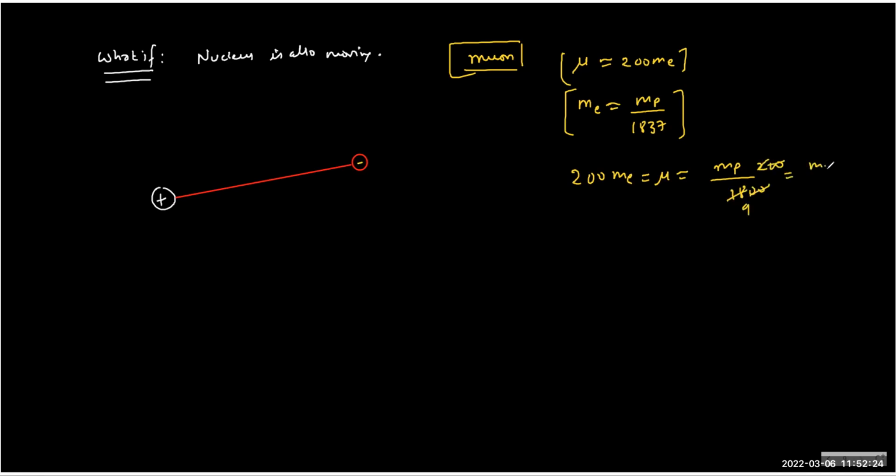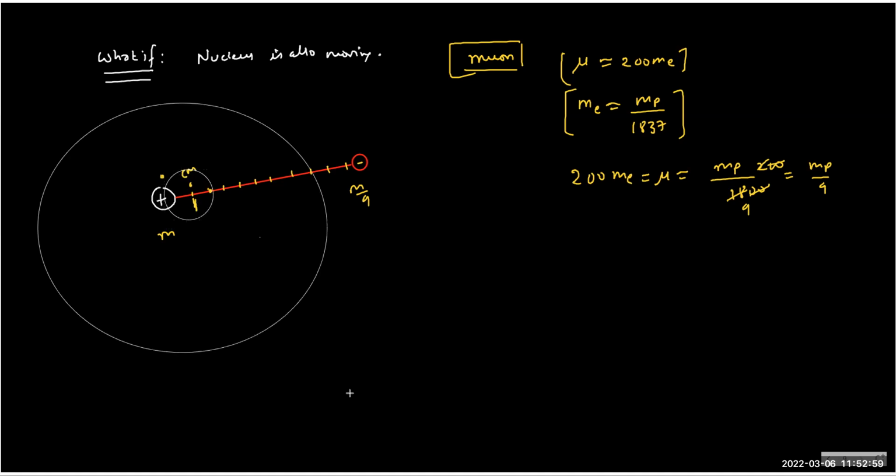And this is not a small mass. This is comparable mass. So if we have a mass m and a mass m by 9, do we expect the center to be here or somewhere here? We need to divide this into 10 parts: 1, 2, 3, 4, 5, 6, 7, 8, 9, 10. And then I can say this is the part where the center of mass will lie. Now this nucleus will move in this orbit, although very small, but that's okay. And this will move in a big orbit. Yeah, that's fine.